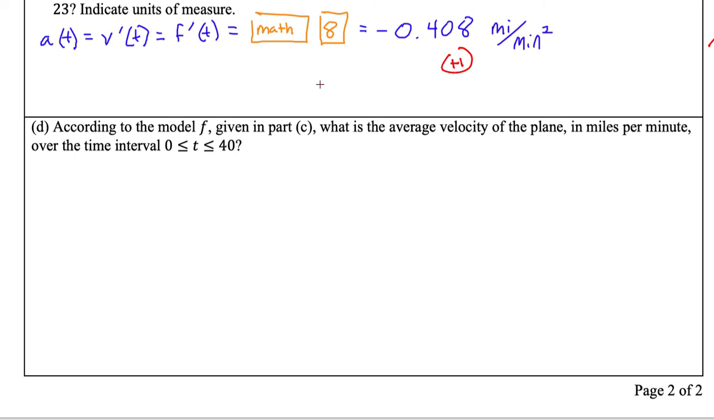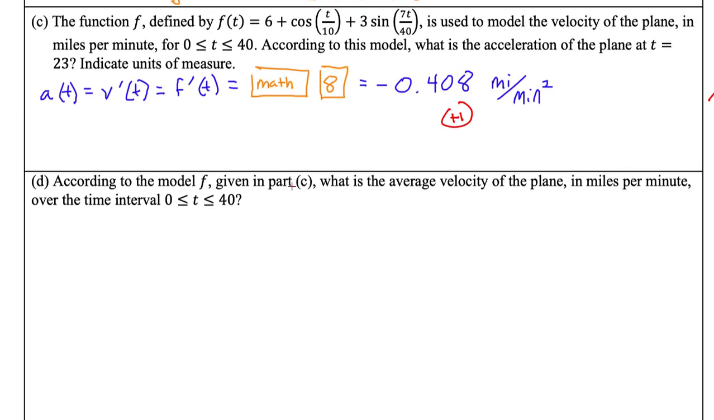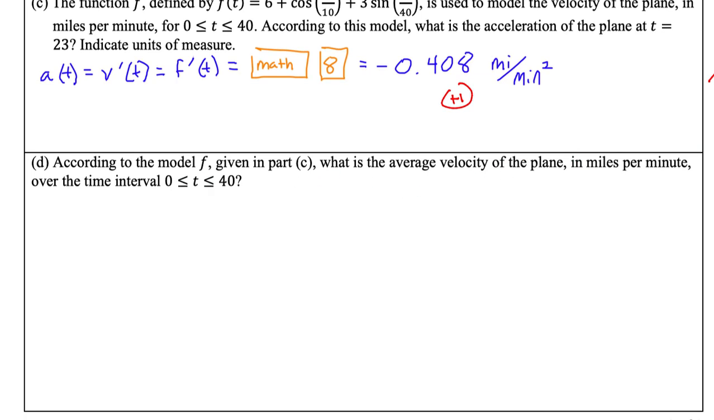According to that model that we just saw up here, so we did type in the equation, what is the average velocity of the plane in miles per minute? All right, so average of anything is always going to be the integral from wherever to wherever, so 0 to 40, because that's what it tells us for this interval. And then I'm always going to divide this by 40 minus 0, in this case just divided by 40, of whatever I'm talking about.